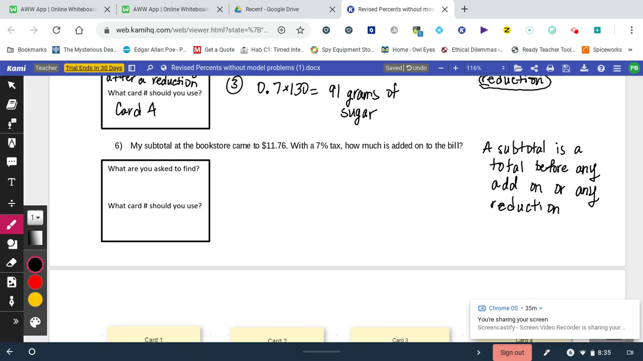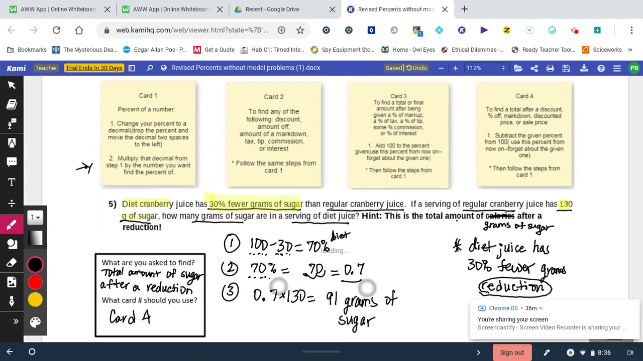All right. So with that being said, let's go ahead and see what we have left. It says with a 7% tax, how much is the add-on to the bill? Okay, so I'm only looking for the add-on. So what are you asked to find? Just the add-on. The add-on is in the form of a tax. That's it. Not looking for a total. I'm just looking for just the add-on.